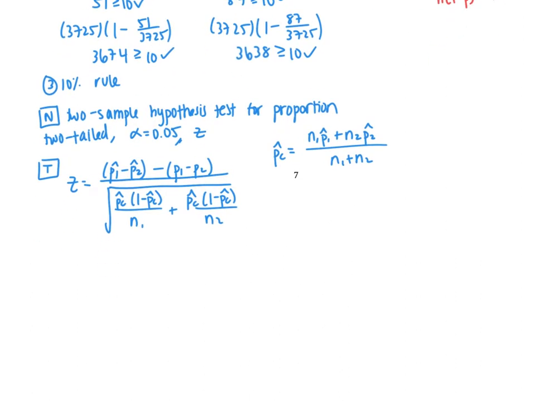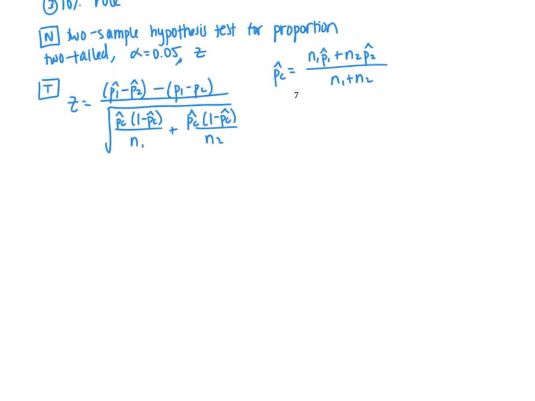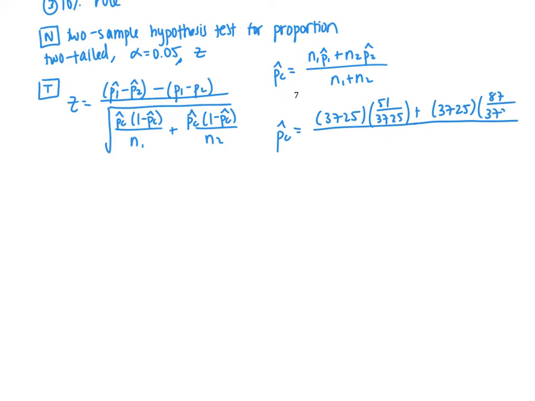Okay, so let's use this one. Obviously, you're going to have to find PC first before you can find Z. So our first sample size was 3,725, and then this is 51 over 3,725. And then the second sample, 3,725 and 87. Those are the right numbers, right? 51 and 87? Okay. So then we have 3,725.